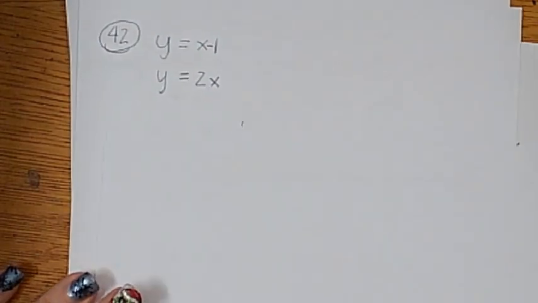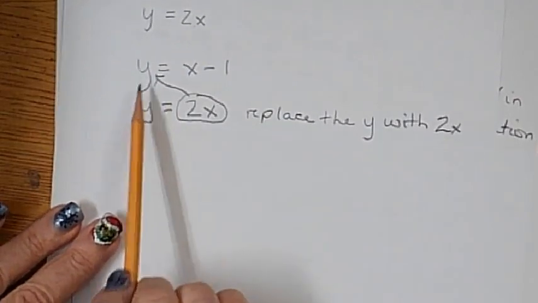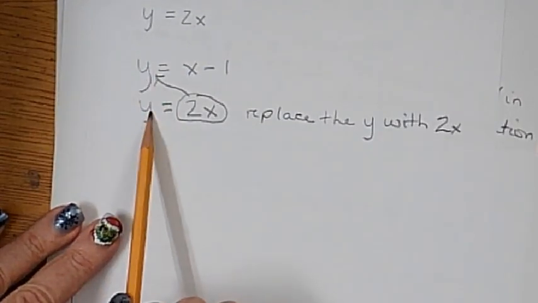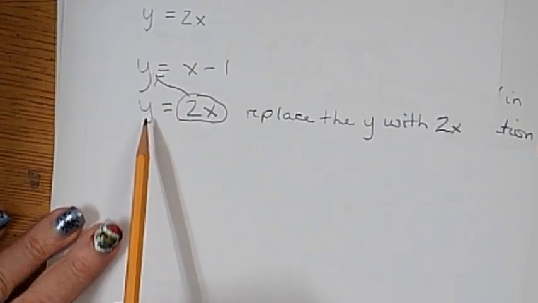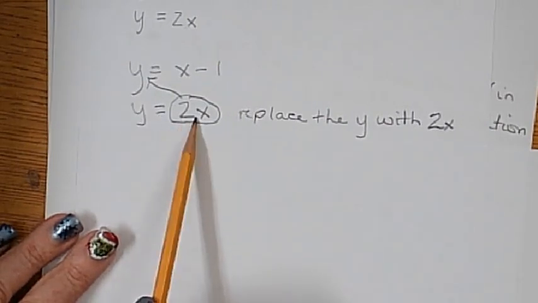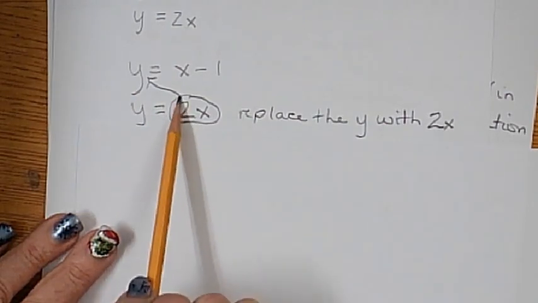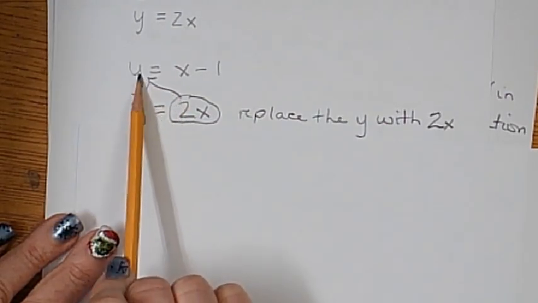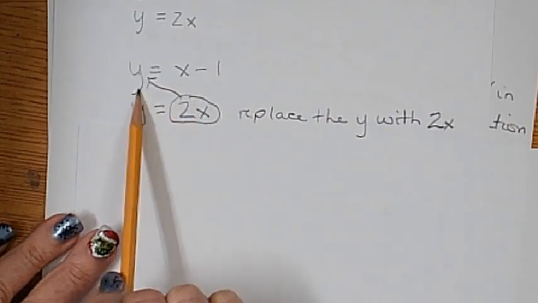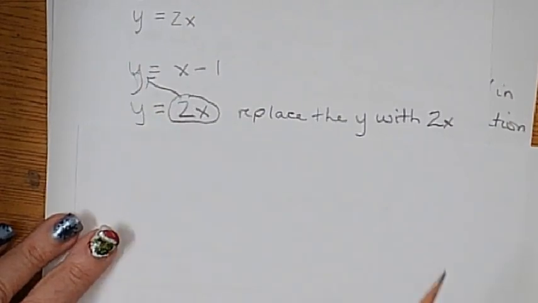Okay, so when you're looking at those, you look at one of them that you want to replace. This was my first equation. This is my second equation. So when you read this, it reads as y is 2x. That means if y is 2x, then you're going to replace the y in the other equation with 2x. I usually just circle it and then draw an arrow because now y is not going to be there anymore. It's going to be replaced with that.